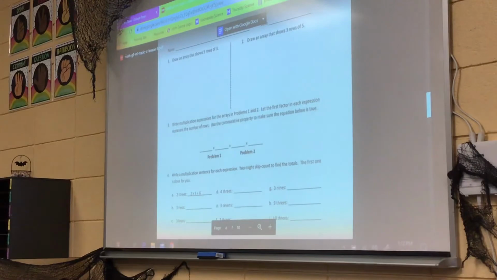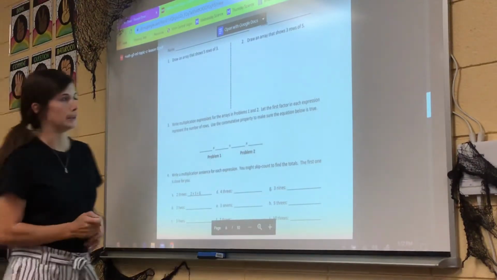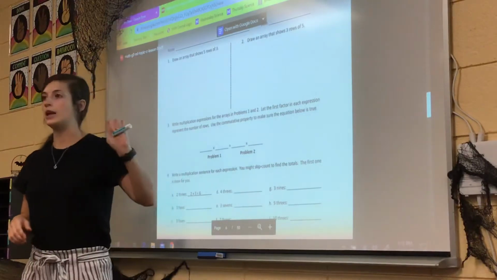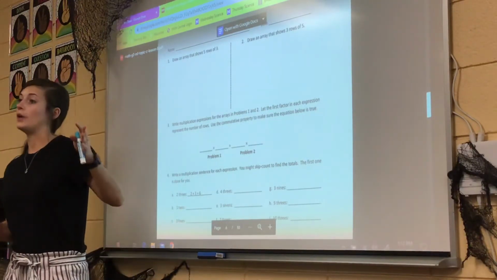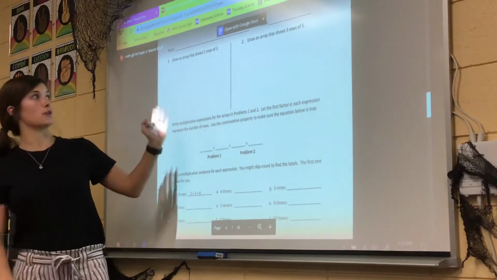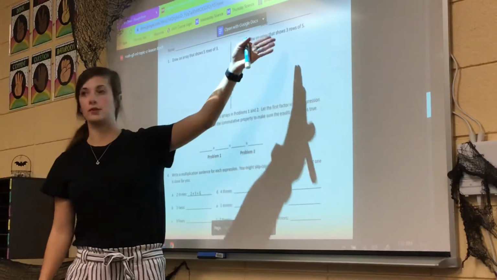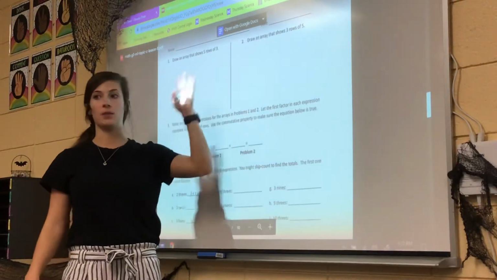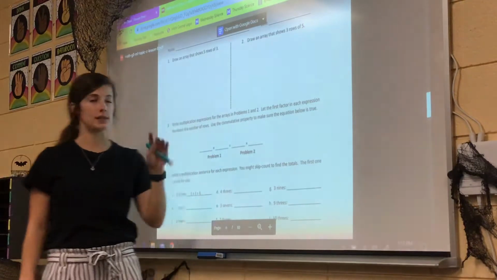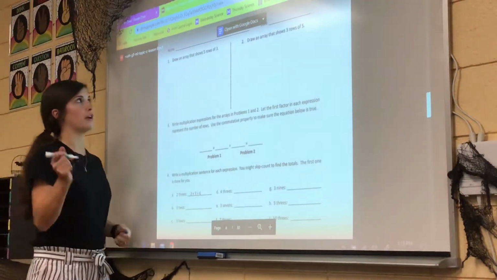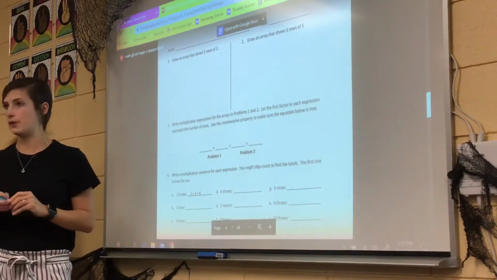Okay, lesson A problem set. Everybody's on page 31. Number 1 says, draw an array that shows 5 rows of 3. It's really important that we draw it how it tells us to, because over here it says draw an array that shows 3 rows of 5. Okay, so they're complete what? Opposites. So on number 1, you're drawing an array that shows 5 rows of 3. So you do that.